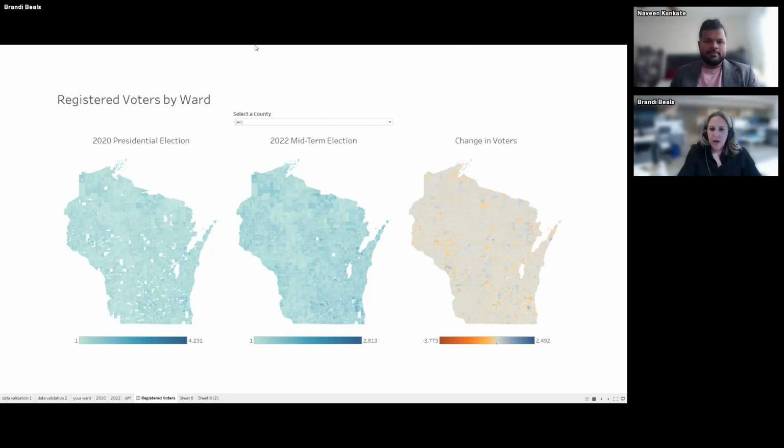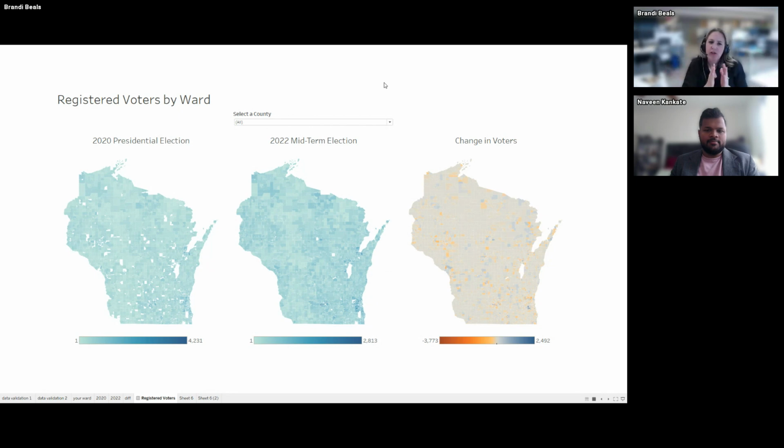Yeah, cool. Okay, so this is my visualization. Very simple: three maps of Wisconsin by ward, which was the challenging part, to find the shape file associated with every ward. And we have here the number of voters per ward in 2020, and then the middle chart is the number of voters in the 2022 midterms.